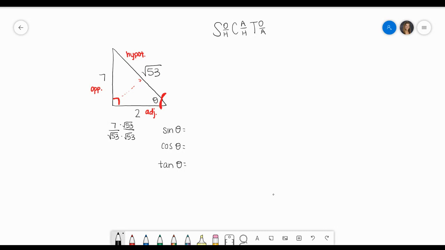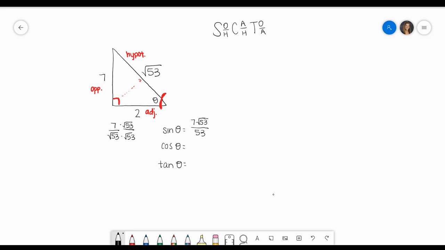Now, when we multiply straight across, both the 7 and the square root of 53 end up in the numerator next to each other. And then the square root of 53 times the square root of 53 just is 53. And that would be our final answer for our sine.